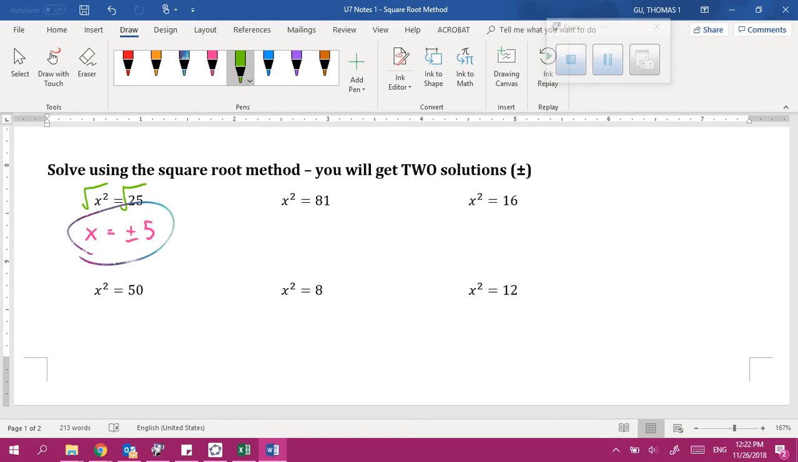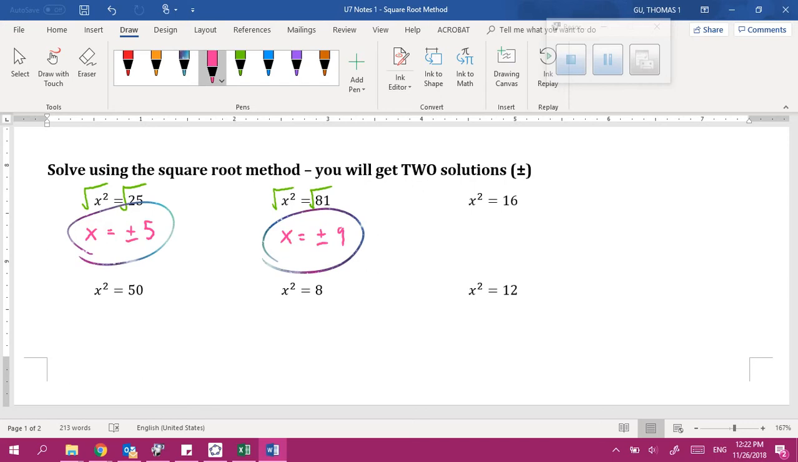What do I do to get x by itself? Square root it. And that means your answer is going to be? X equals positive or negative 9. That's right. Make sure you write x equals. Very good.